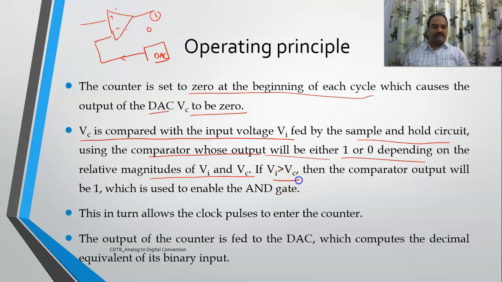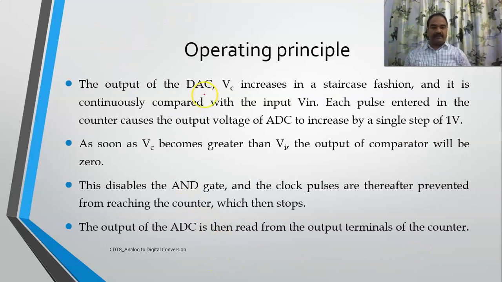If VI is greater than VC, comparator output will be 1, which is used to enable the AND gate. Here you will be having an AND gate, right, which is having a clock pulse. This in turn allows the clock pulses to enter the counter, right? The output of the counter is fed to the DAC, which computes a decimal equivalent of its binary inputs, right? And the output of DAC, what happens? It increases in a staircase fashion, right? And it is continuously compared, right?